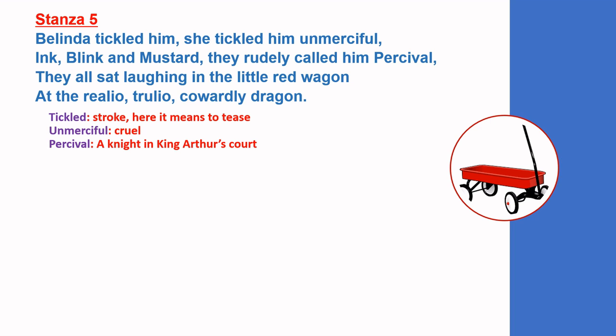So, these are some of the difficult words which you find in this stanza. Tickled, as you see here, tickled, this means stroke, and here it means to tease someone. Another word is unmerciful. Unmerciful means being cruel. And then you have Percival. Percival is actually the name of a knight in King Arthur's court. There was a knight in King.